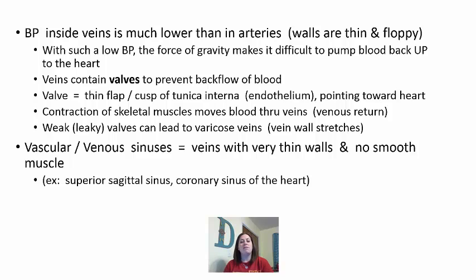Now, vascular and venous sinuses are areas where veins have very thin walls and no smooth muscle, and this is going to be more of a collection area of the blood that's then going to return it back into the venous supply or directly into the heart. Some examples of this are the superior sagittal sinus, which we saw in the brain, where this is going to then put it back into the veins to carry down towards the heart, or the coronary sinus that we saw at the back of the heart that dumps the blood back into the right atria.